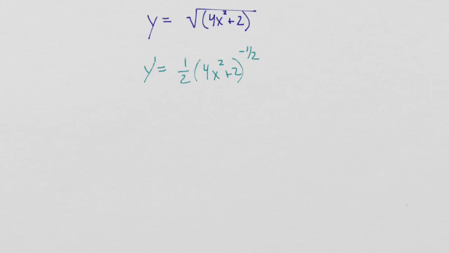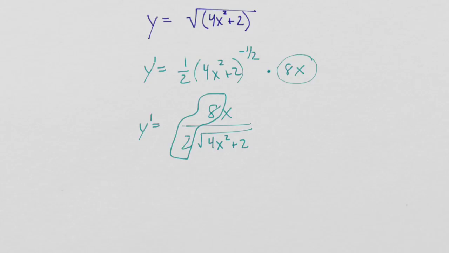I will lower my exponent by 1, and then I need to multiply this by the derivative of what's inside, which will give me 8x. So my best final answer here would be like this. Let's change that. We're going to have 8x in the numerator. In the denominator, I'm going to have 2 multiplied by the square root of 4x squared plus 2. And the last thing that I can do here is simplify the 8 and the 2 to give me 4x divided by the square root of 4x squared plus 2.